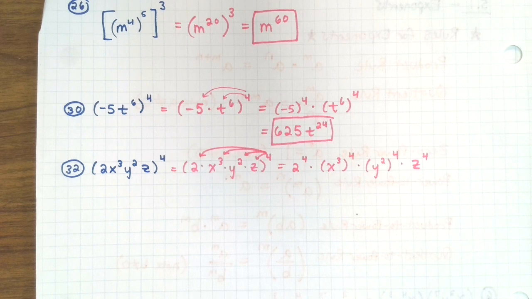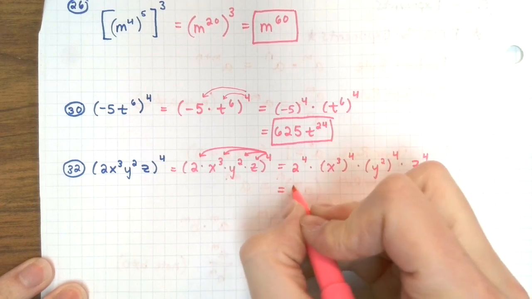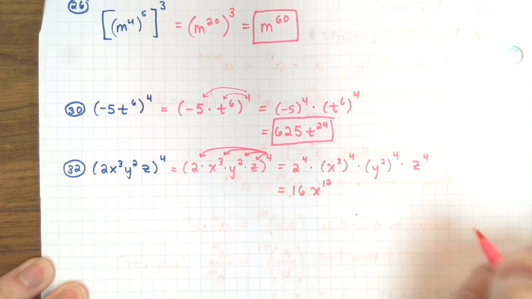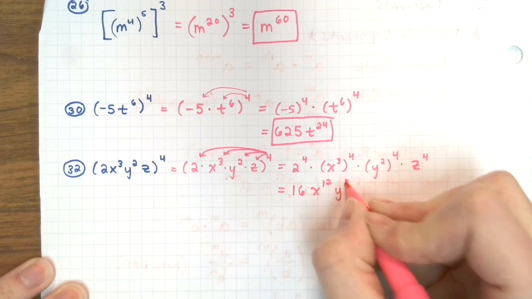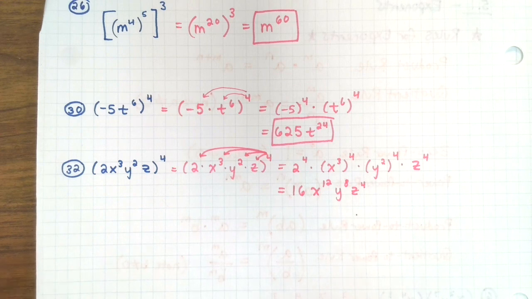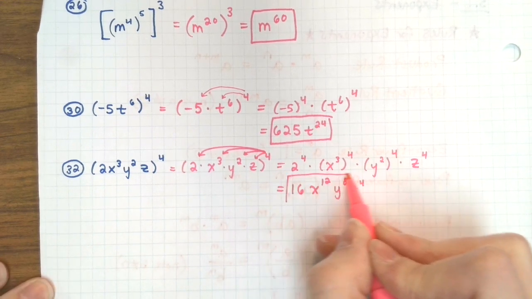So going through and simplifying this, 2 to the 4th again means you're going to do 2 times 2 times 2 times 2, which is 16. So this is going to be 16 x to the 12th, because we're going to multiply, y to the 8th, and then z to the 4th. And that would be the final expression for this problem.